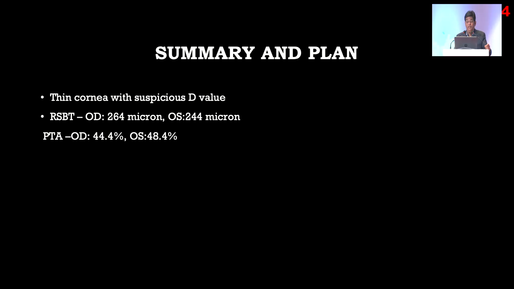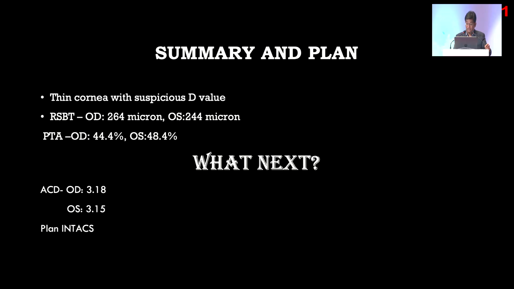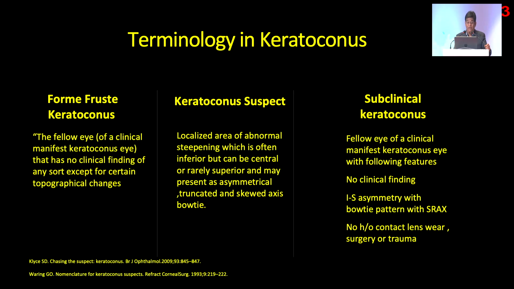And if we see this, this is a thin cornea with a suspicious D value, and we calculated the residual stromal bed thickness, which was also less, along with the PTA. So what next for this patient is, since the patient had a reasonable anterior chamber depth, we planned this patient for an ICL.